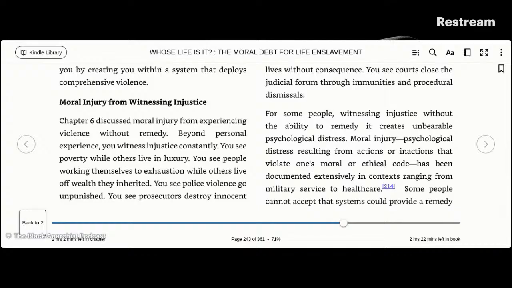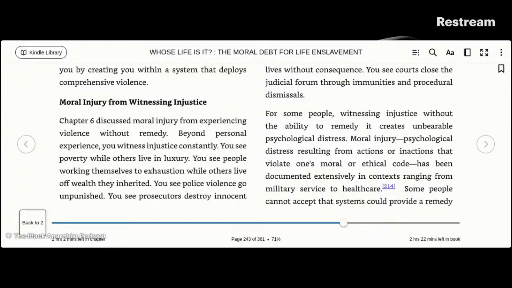Moral injury from witnessing injustice. Chapter 6 discussed moral injury from experiencing violence without remedy. Beyond personal experience, you witness injustice constantly. You see poverty while others live in luxury. You see people working themselves to exhaustion while others live off wealth they did not earn. You see police violence go unpunished. You see prosecutors destroy innocent lives without consequence. You see courts close the judicial forum through immunities and prosecutorial dismissals.